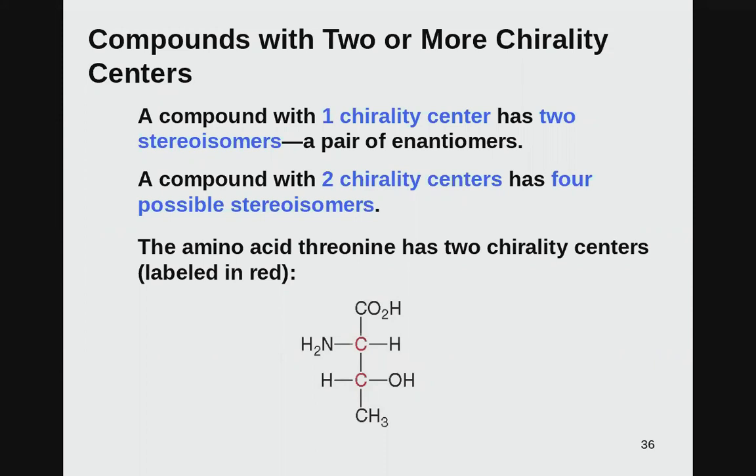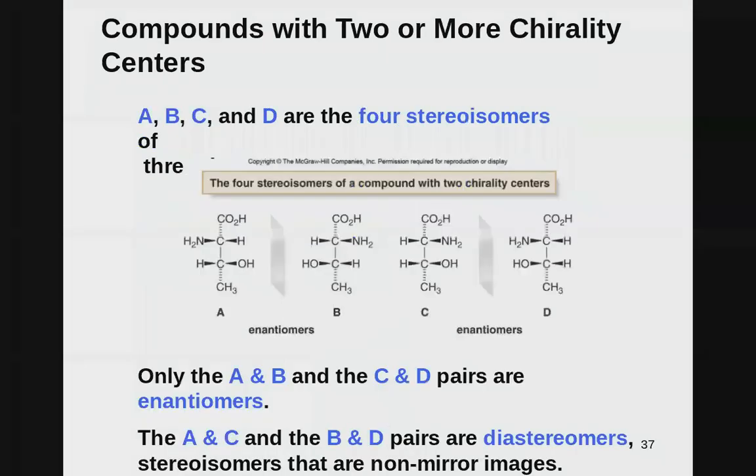Makes sense, right? We just double the amount of ways that we can flip this thing. So for instance, the amino acid threonine, which is part of your proteins, has 2 chirality centers here in red. Why are they chirality centers? Well, this carbon is bound to 1, 2, 3, 4 different things. This carbon is bound to 1, 2, 3, 4 different things. Thus, they have to be chirality centers.